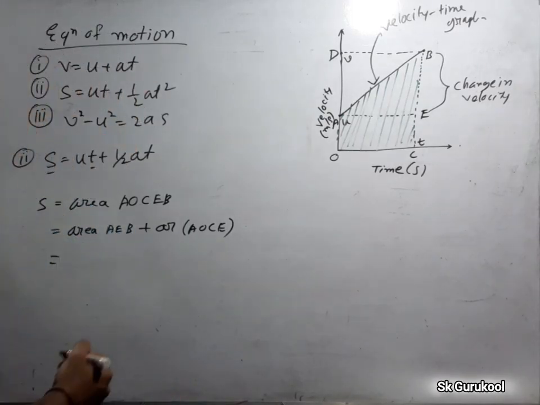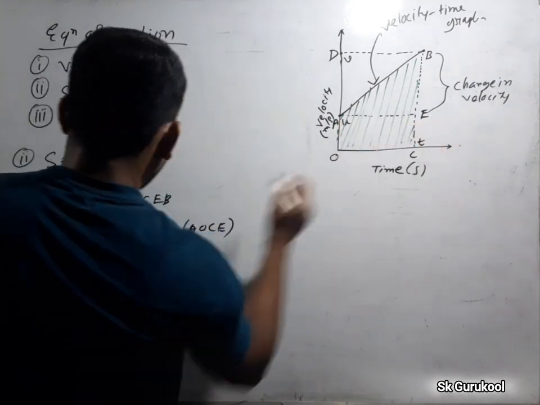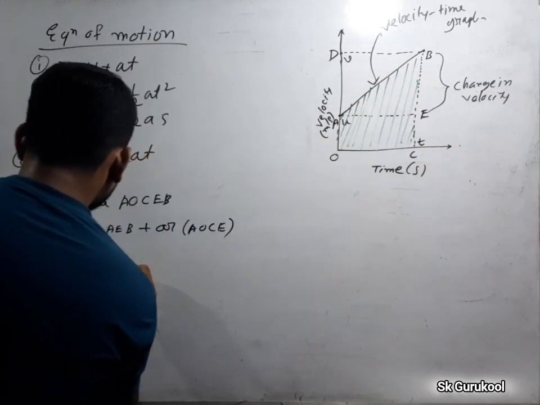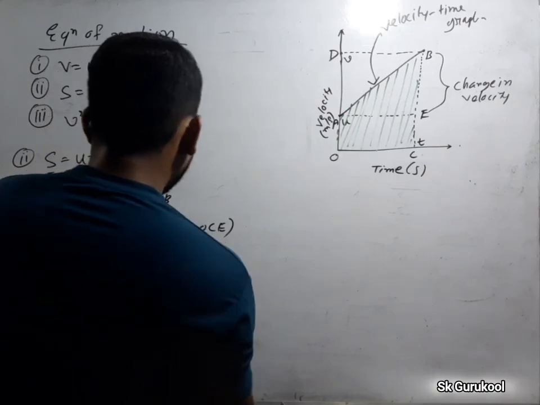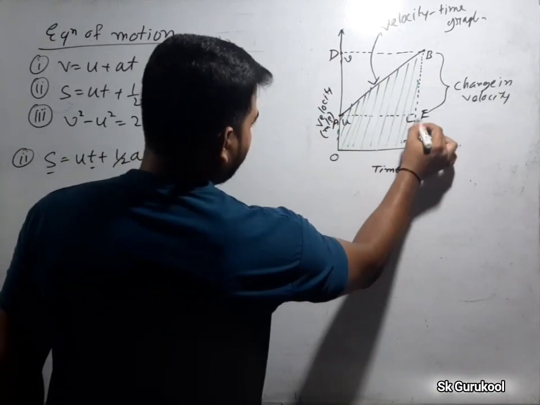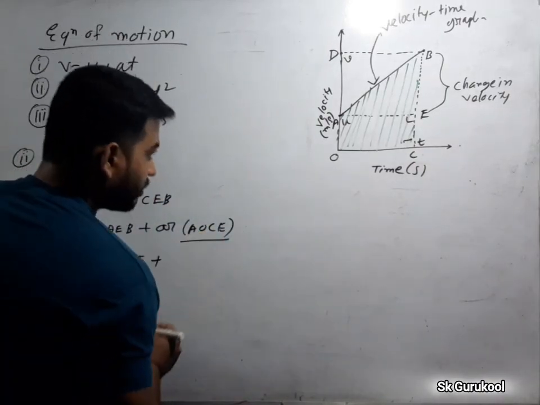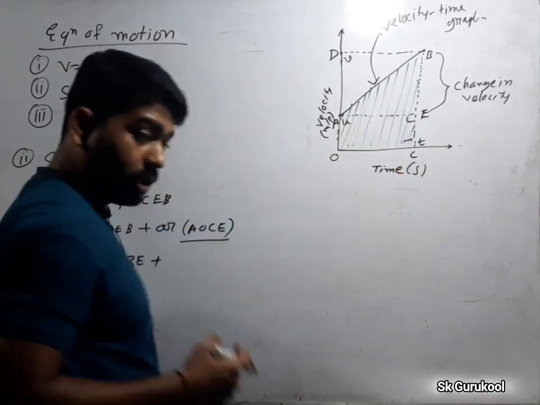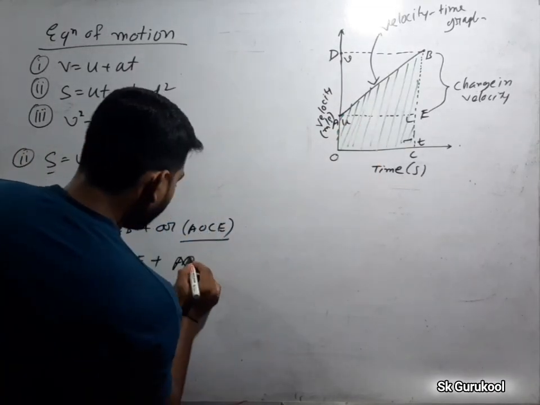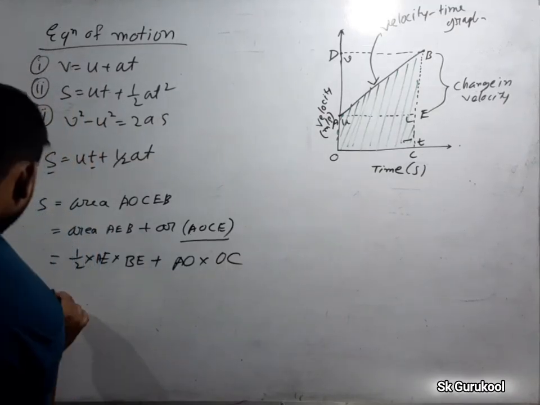that triangle area is half into base into height. So what is the base? AE. And what is the height? BE. And AOCE, AOCE is a rectangle because all are right angles. Okay, so area of a rectangle is base into height. Sorry, length into breadth. So you can multiply AO into OC. Okay, to find out the area of the rectangle.